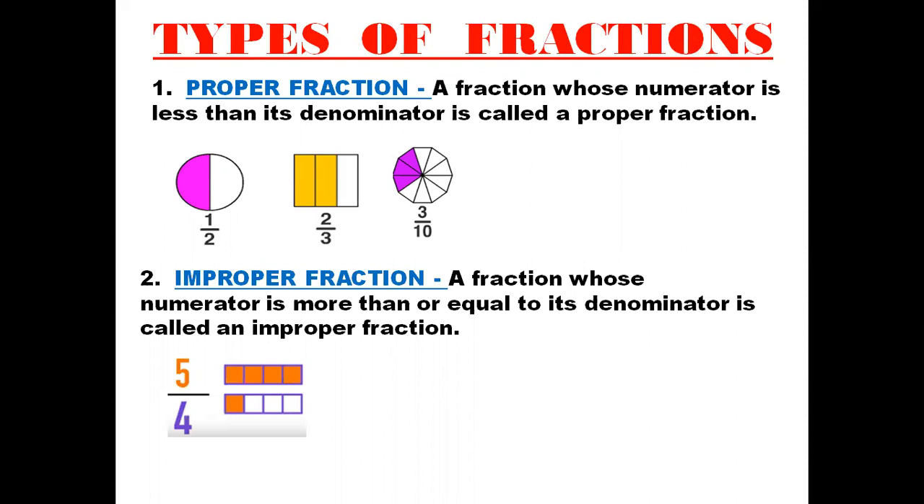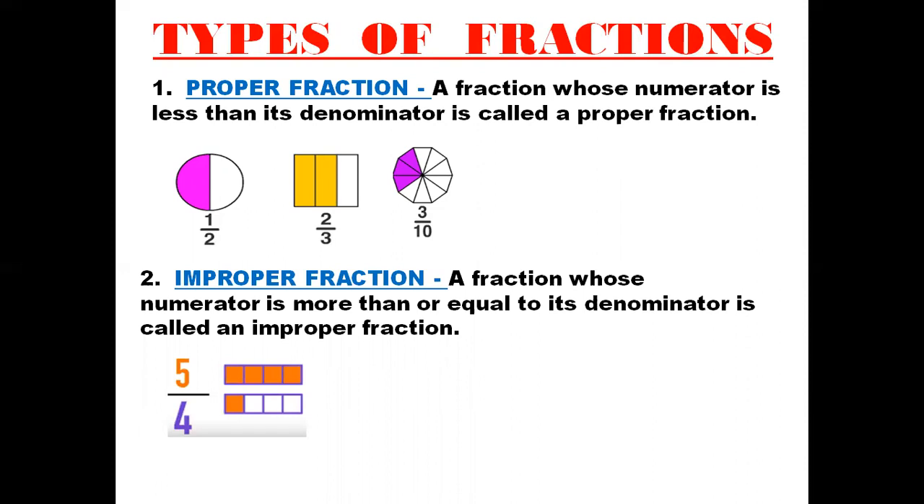As I have given you pizza example in the previous video, that a pizza has been divided into 6 equal parts. So can you take 8 parts from 6 parts? No. You have divided the pizza into 6 parts. So you cannot take 8 parts from it, right? So a fraction whose numerator is more than or equal to its denominator is called an improper fraction.